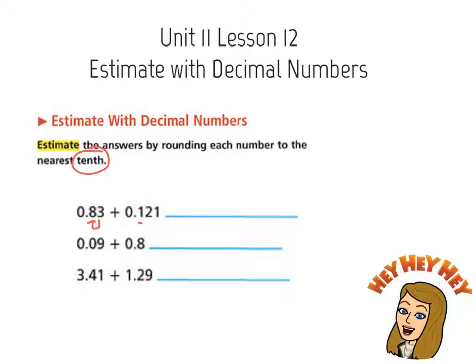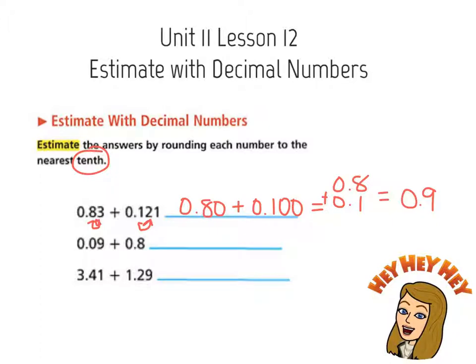Remember that we look to the right, next door, to see if we need to round up or keep the number the same. In the first one, 83 hundredths, the 3 will not bump up the 8. So that rounds to just 0.80 or 80 hundredths. In 121 thousandths, the 2 will not bump up the 1, so the 1 stays the same, and everything afterwards changes to zeros. So then I'm adding 80 hundredths plus 100 thousandths. Essentially, that's just adding 8 tenths plus 1 tenth. So our rounded answer would be 9 tenths.